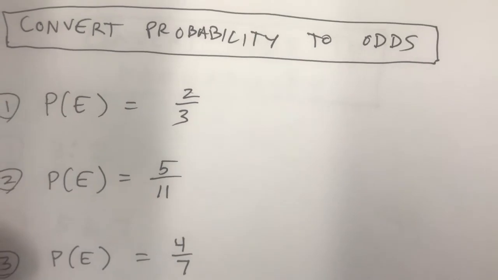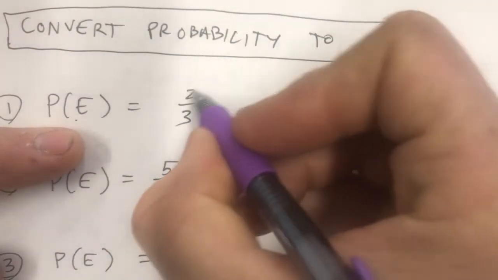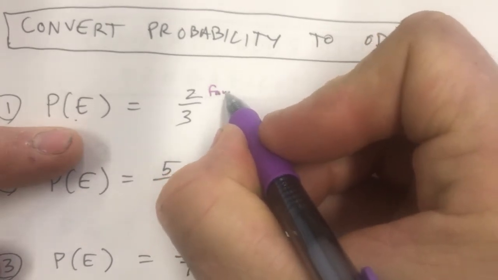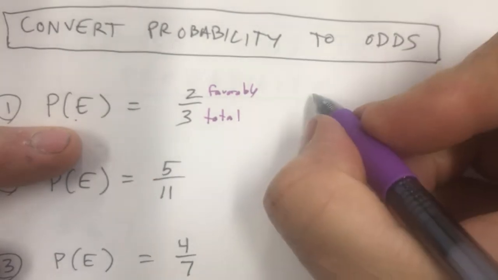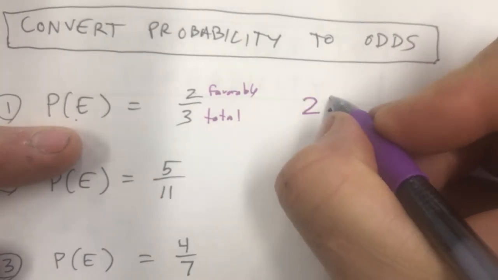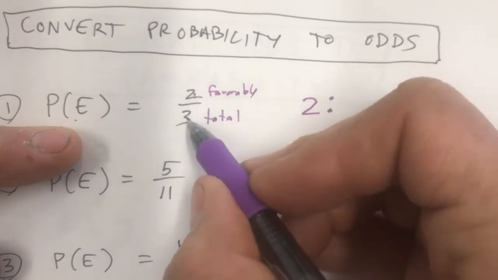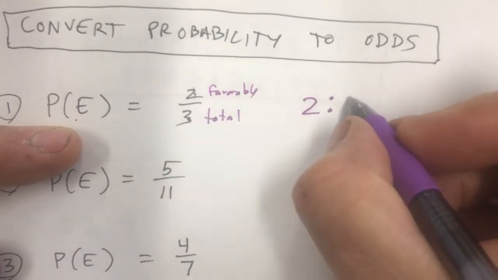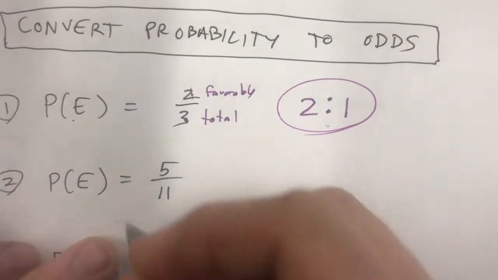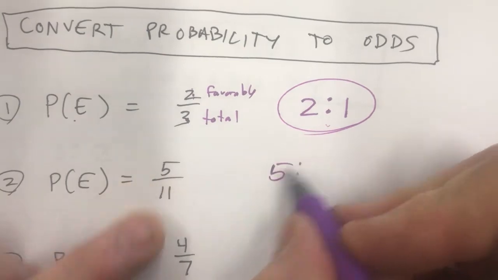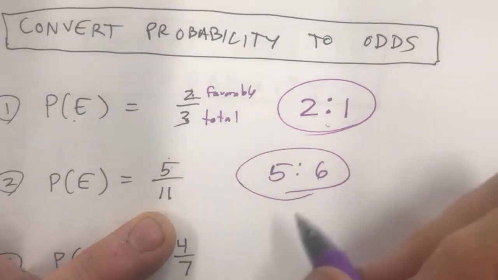Converting probabilities to odds is pretty simple. Here's the probability of an event, 2/3. All right, this is what's favorable, and this is the total. So if I convert that to odds, there's 2 favorable, and since there's 3 total and 2 favorable, 3 minus 2 would be 1. That means there's 1 that's not favorable, and these would be my odds. So like right here, there's 5 favorable. Since there's 11 total, if I subtract those, there's 6 that are not favorable.